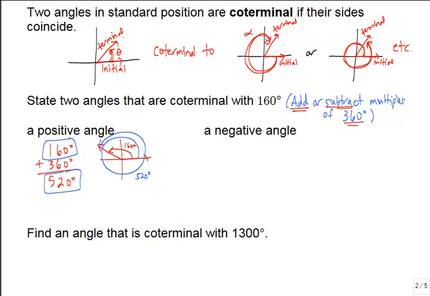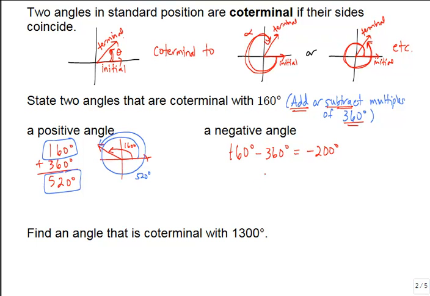Now how could we get a negative angle that's coterminal with 160 degrees? Well, you just start with 160, but this time instead of adding 360, we could subtract 360 from it. And we're going to end up with a negative angle here, negative 200 degrees.